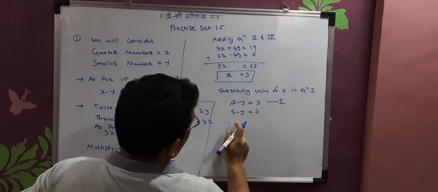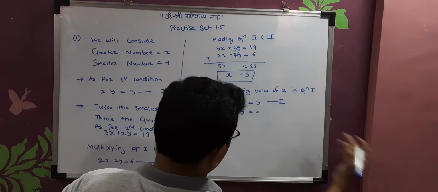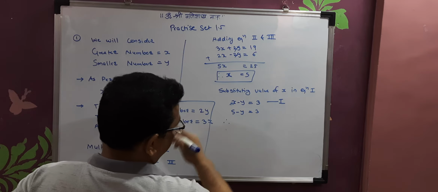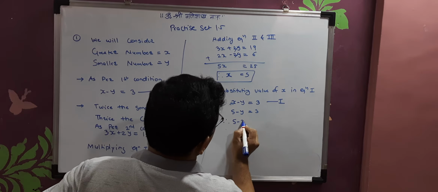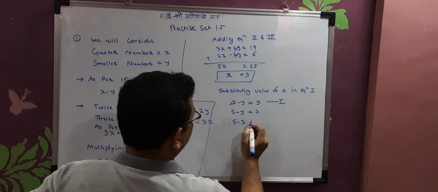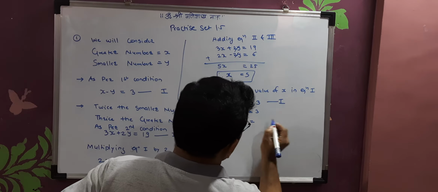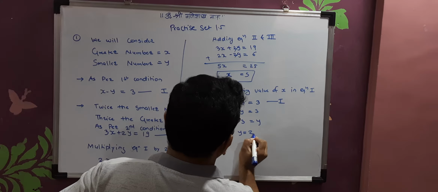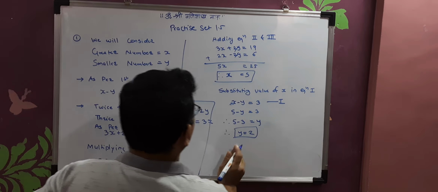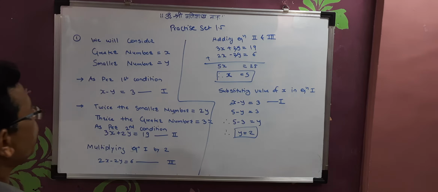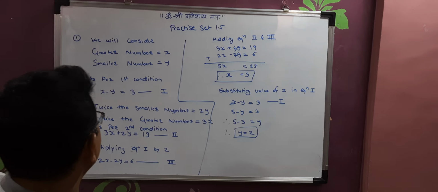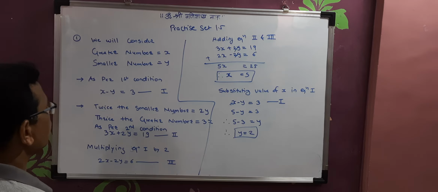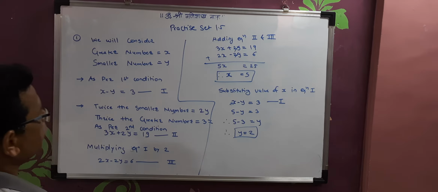So we will shift this minus y to the right hand side, and we will move this 3 to the left hand side. So 5 minus 3, this 3 will come here, become minus 3, minus y will become 5. So y is equal to 2. Now we got the value of x as well as y. So we can see whether both the values are satisfying this equation or not. We will see the answer.